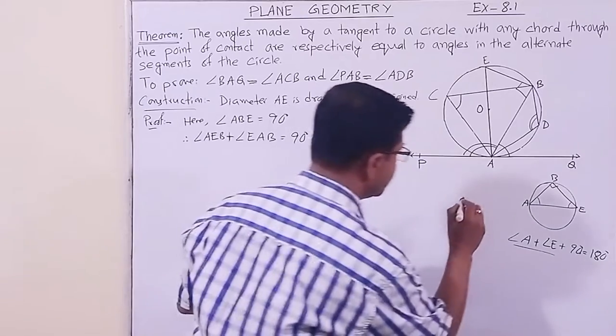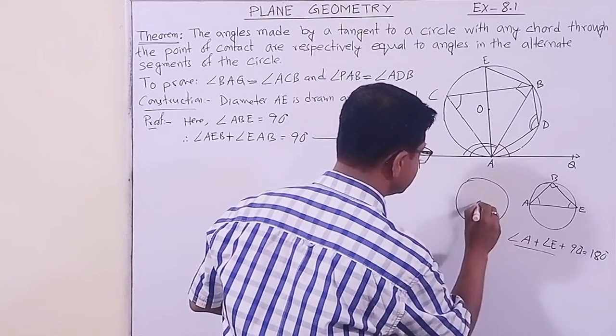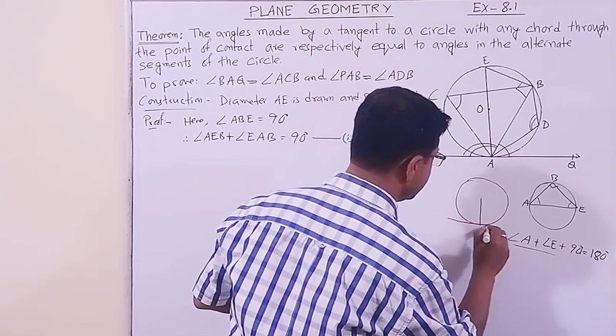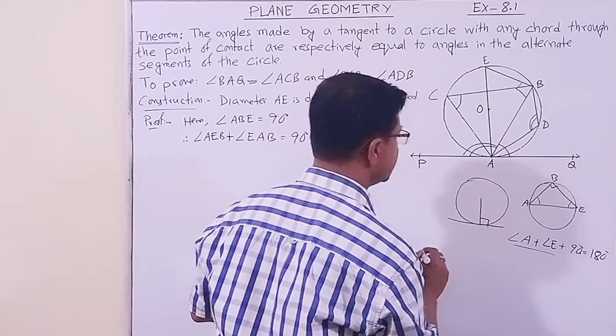Also, we know that in a circle, the radius is perpendicular to the tangent.